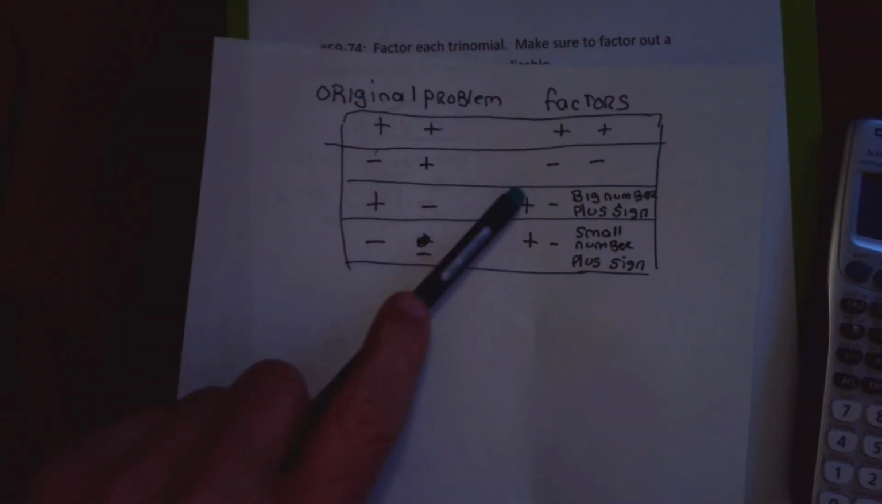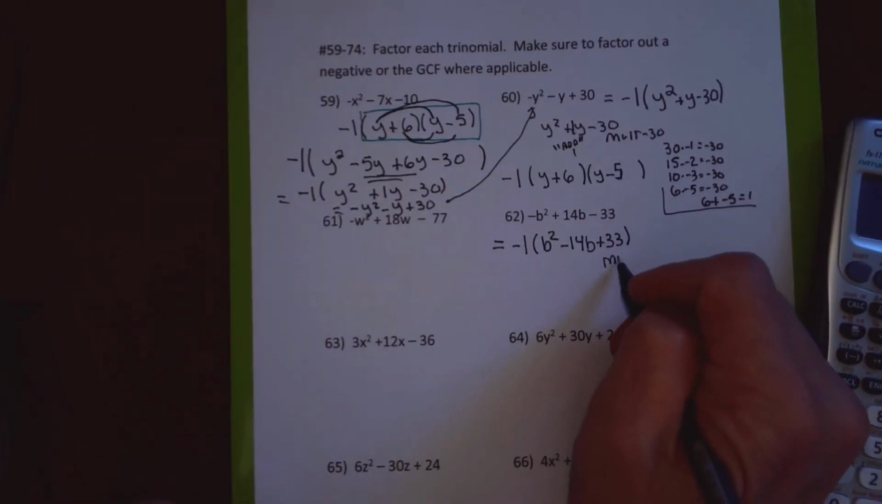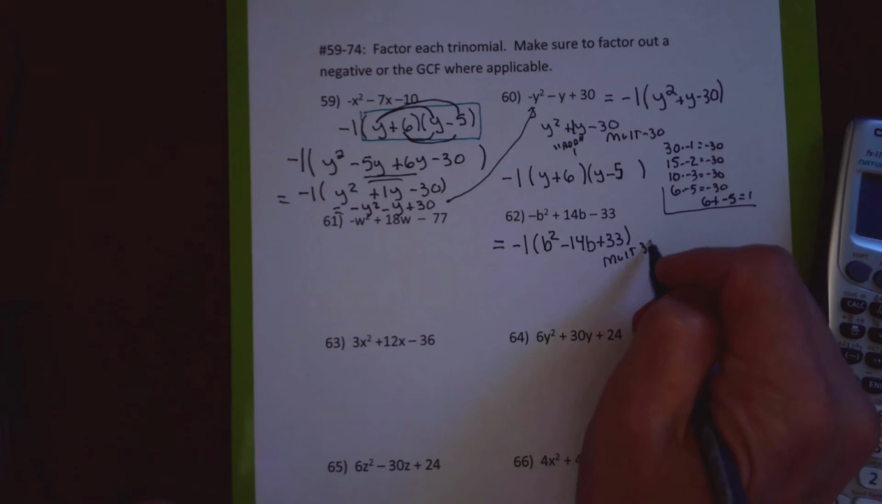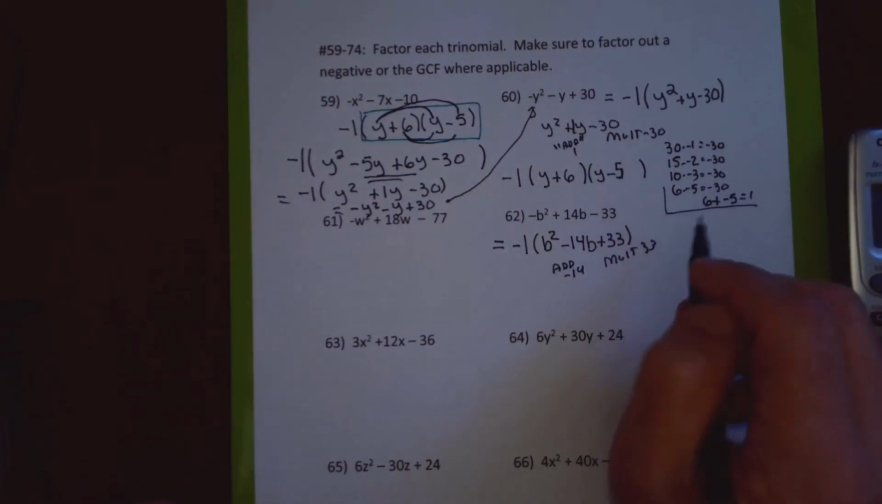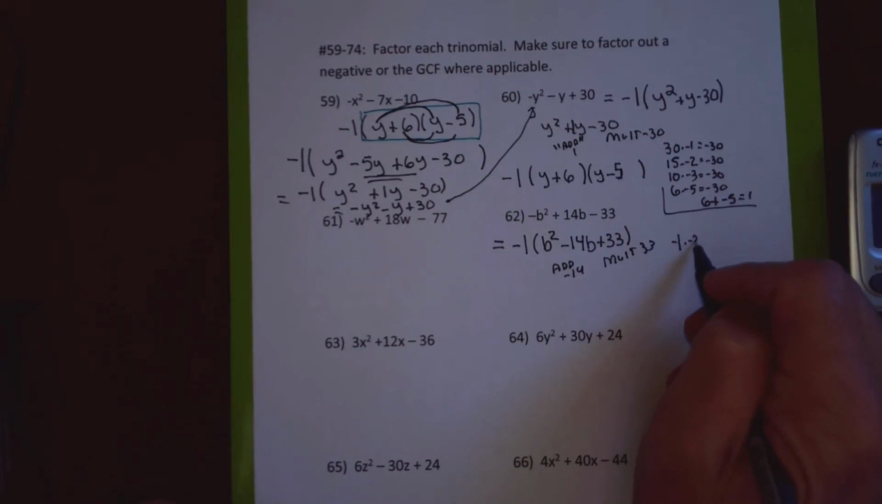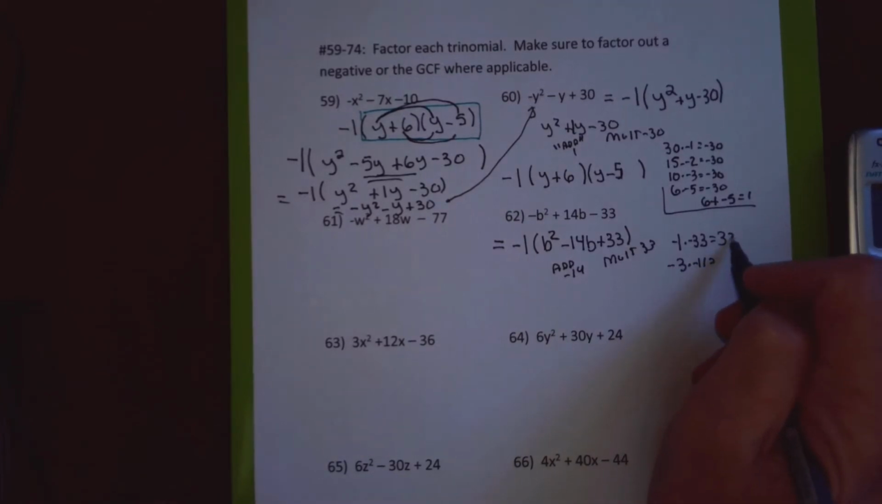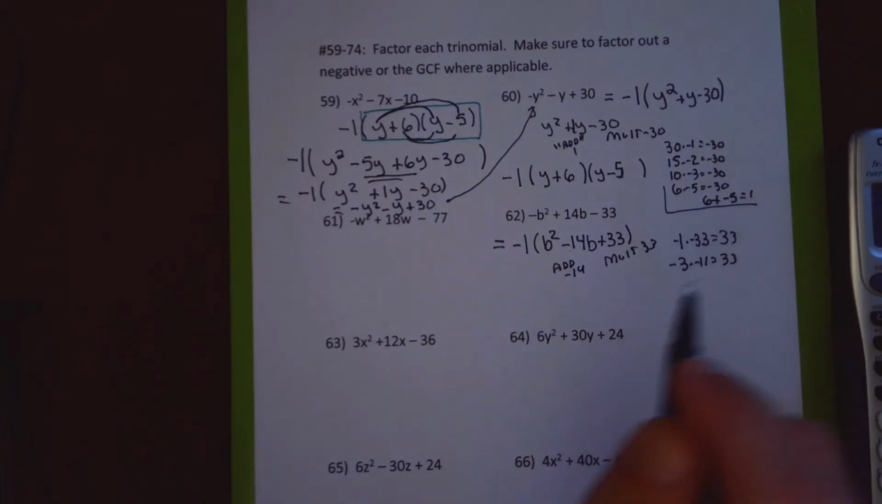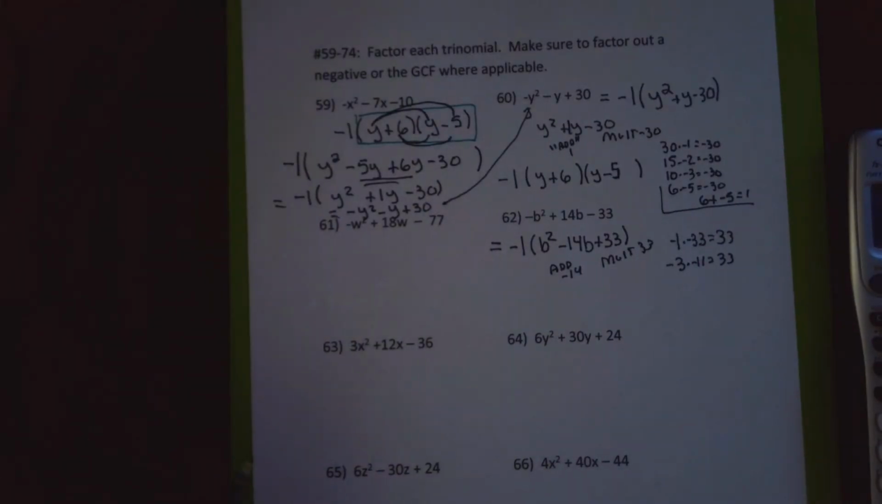This is a minus plus, so I need double minus. So I need numbers that multiply to 33, that add to -14, and they're double negative. So -1 times -33 multiplies to 33. -3 times -11 multiplies to positive 33. Those are double negative. I needed double negative for this level of the template. And I plucked these numbers off from here, made them double negative.